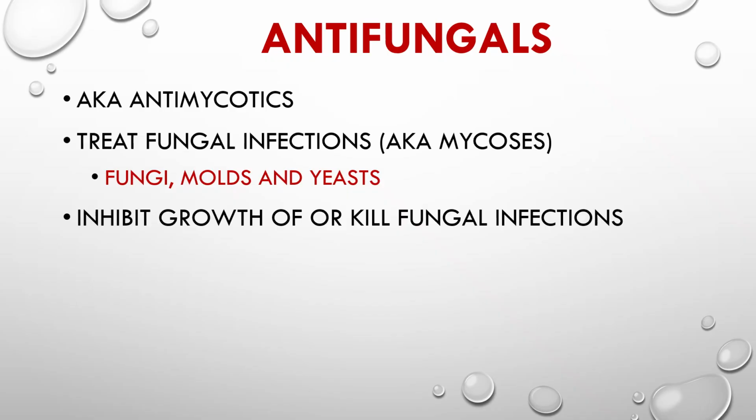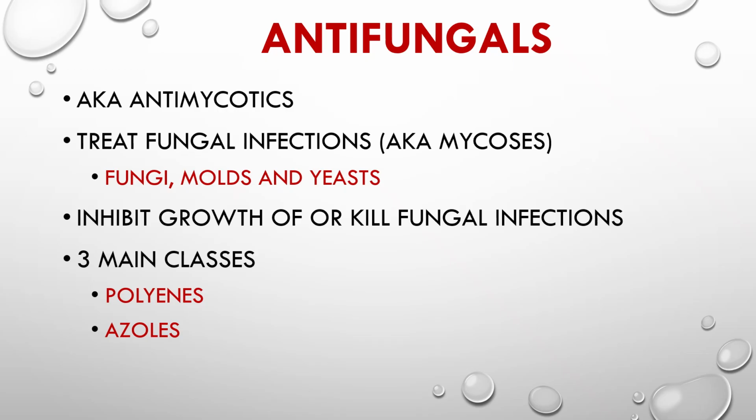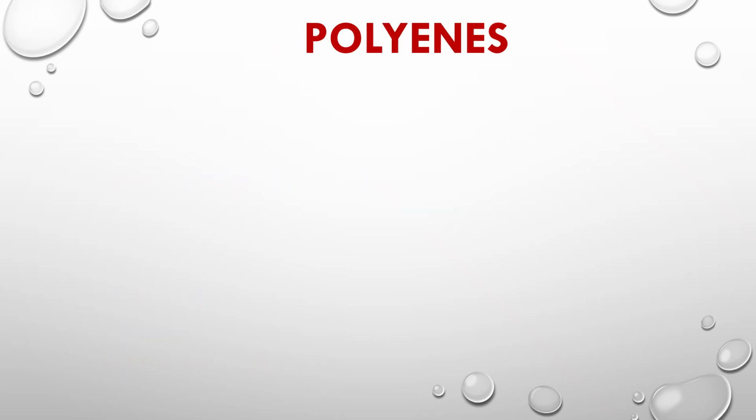These work by inhibiting their growth or killing the fungi. So some of them are just slowing them down so the immune system can get rid of them. Others actually kill the organism that is there. Three main classes of the antifungals: polyenes, azoles, and echinocandins.